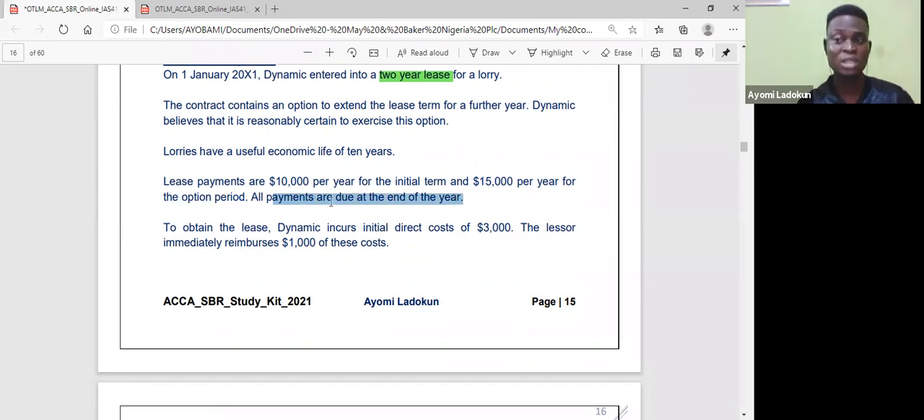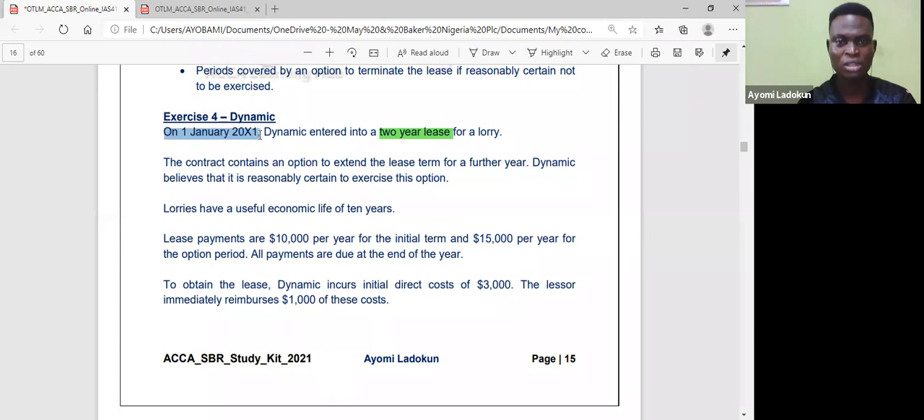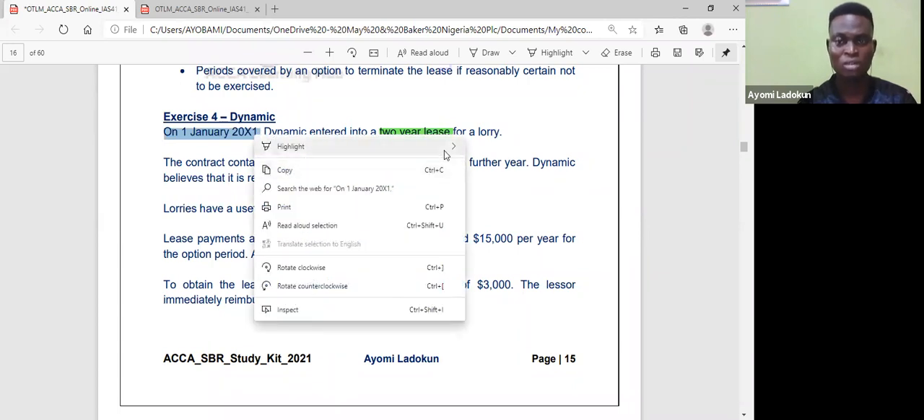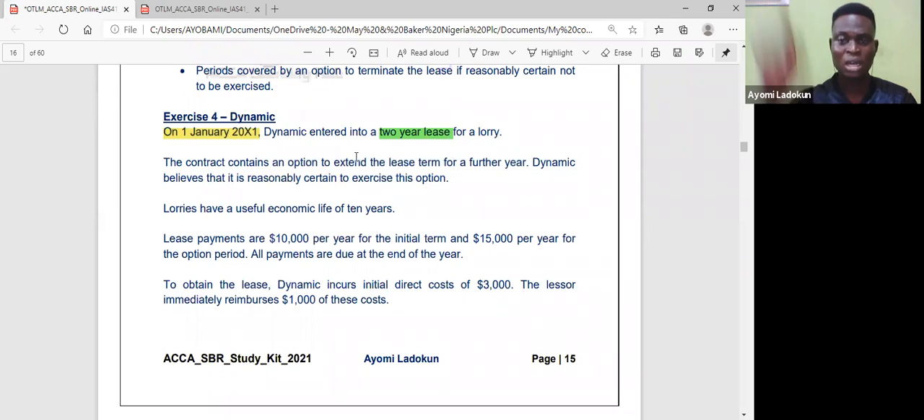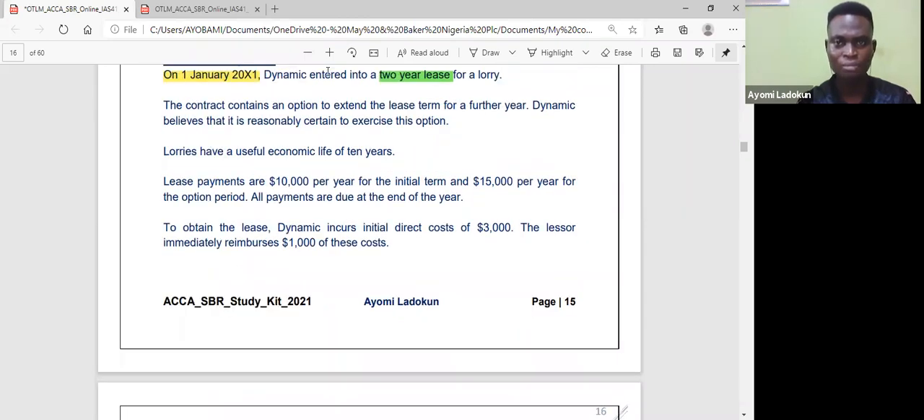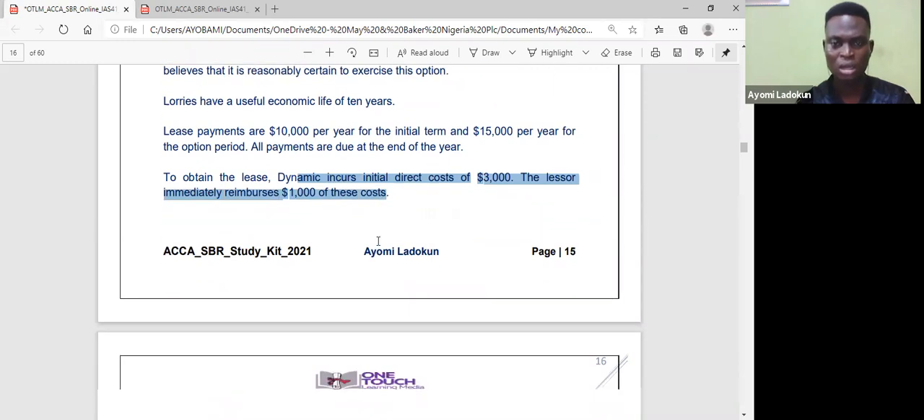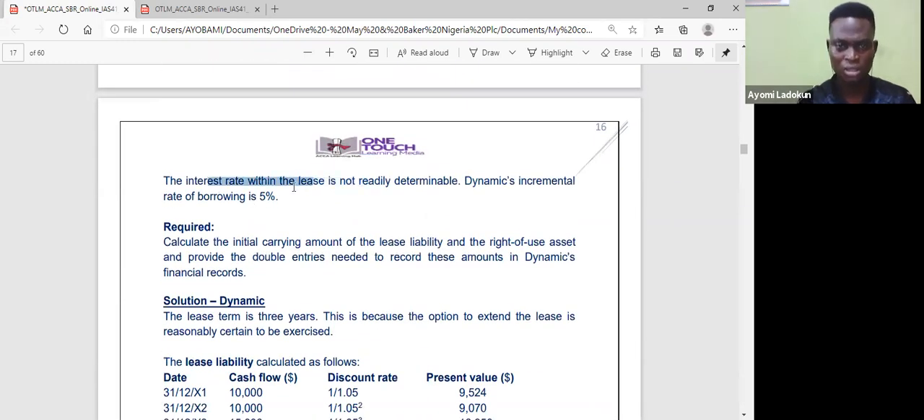So that means payment is made in arrears, because I enter into this transaction on 1st January 20X1 and I will pay in December. So payment is in arrears. To obtain the lease, Dynamic incurs initial direct costs of $3,000. The lessor immediately reimburses $1,000 of these costs. The interest rate implicit in the lease is not really determinable. Dynamic's incremental borrowing rate is 5%.